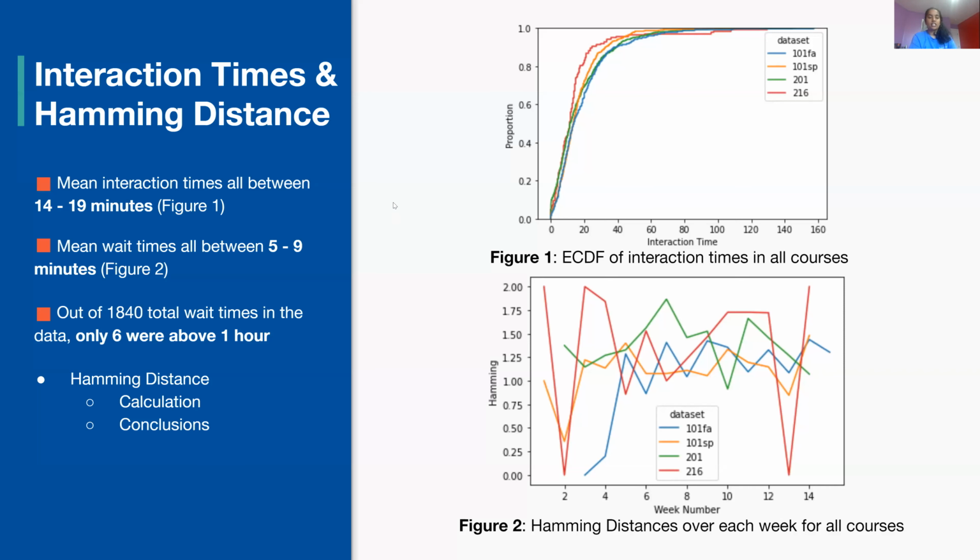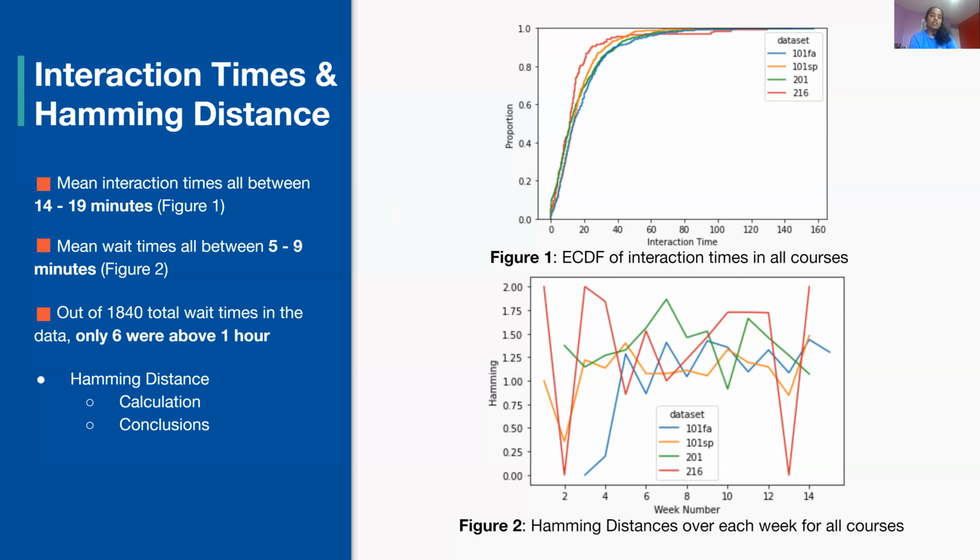So first, we analyze interaction times, wait times, and the Hamming distance. Mean interaction times, which we could see in the table on the slide before, were all between 14 to 19 minutes, and mean wait times for all courses were between 5 to 9 minutes. Overall, this is a very good perception of all of our courses' office hours interactions. It's a good wait time and interaction time. It's what we expect.